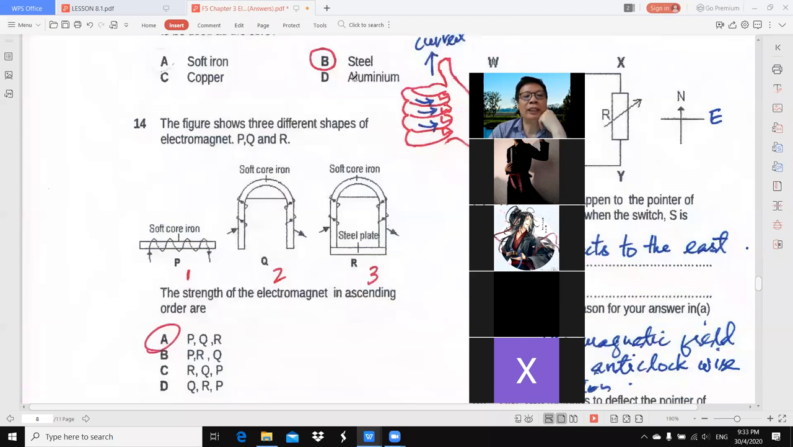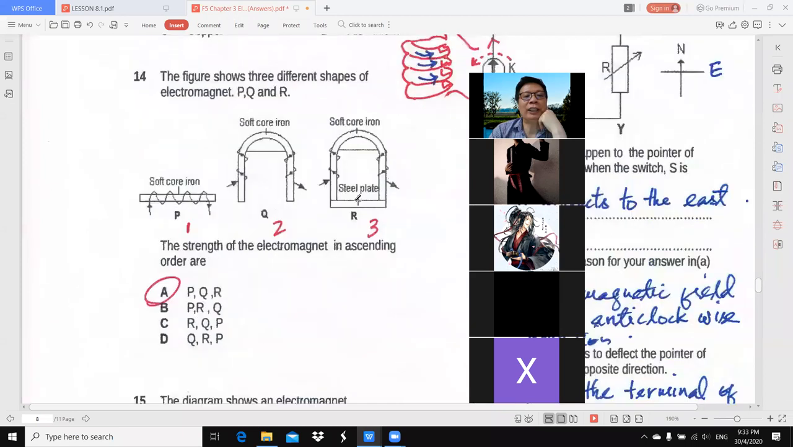The figure shows three different shapes of electromagnet P, Q, R. The strength of the electromagnet in ascending order. Ascending order means from weak to strong. Okay. The straight soft iron core, the magnet is not strong, so this is the weakest. The second one is U-shape. U-shape is strong, you know. So it's number two. And this one is U-shape plus another steel plate here. This one becomes even better. Okay, so this is a stronger electromagnet.